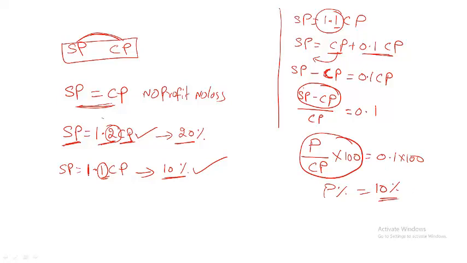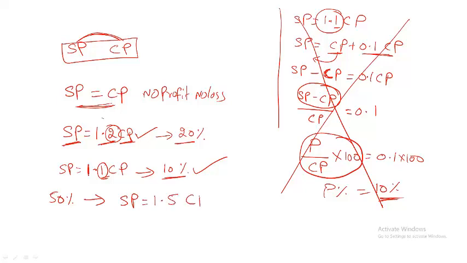So rather than doing all these steps in the exam, it's better if you understand that for 10% profit, we can directly frame the relation between selling price and cost price, which is equal to 1.1 time of cost price. Now I will ask you one simple question. What if the profit is 50%? Can you tell me what will be the relation between selling price and cost price? Selling price is equal to 1.5 times of cost price.